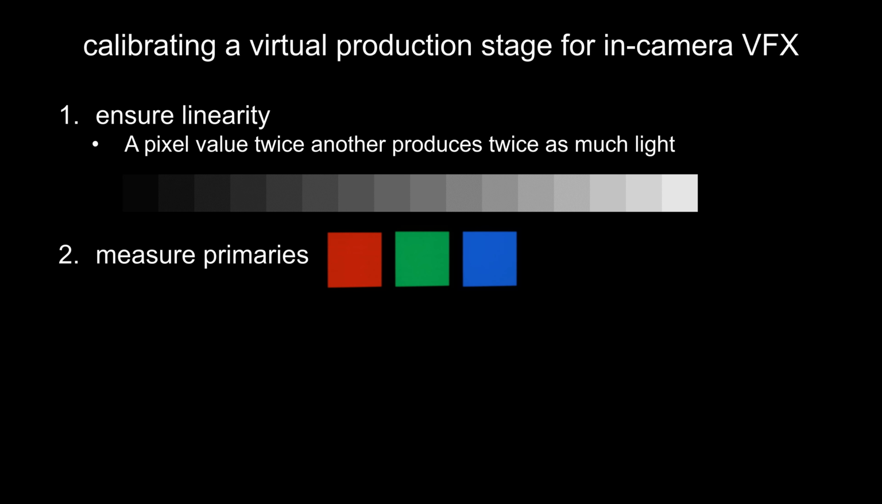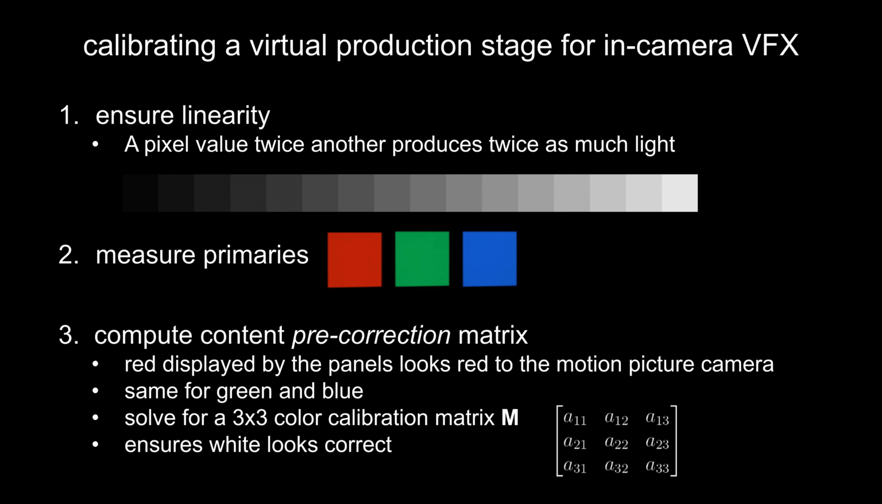The next thing that you want to do is measure your primaries. So you want to take your motion picture camera and look at the panel producing pure red light, whatever the LED primary is, then pure green and pure blue. And then from these measurements, you want to compute a pre-correction matrix.